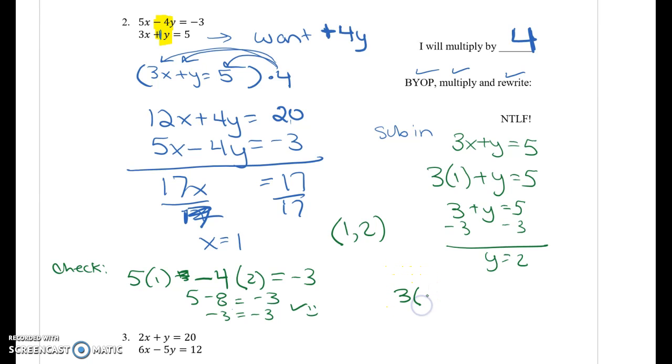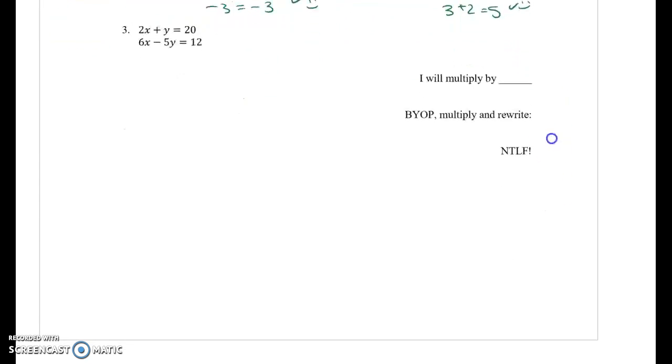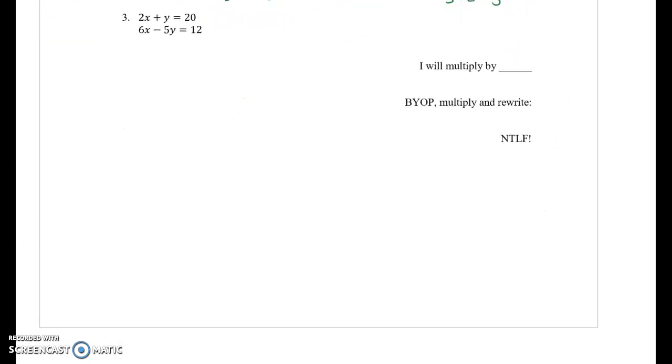Okay. Now let's try the other one. 3 times 1 plus 2 equals 5. 3 plus 2 equals 5. Everybody's happy. Okay. I would really recommend pausing the video and seeing if you could try this by yourself. The only thing I'm going to say to you about this example is you actually have 2 very good choices.